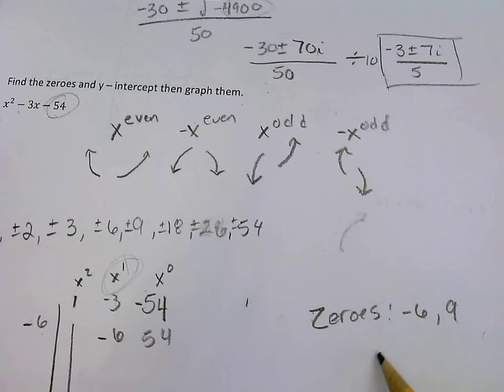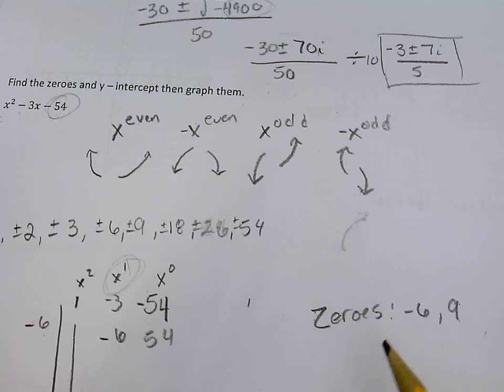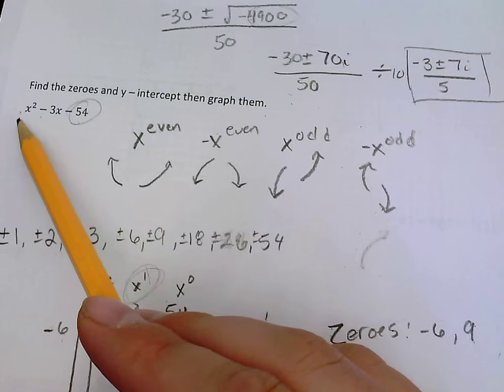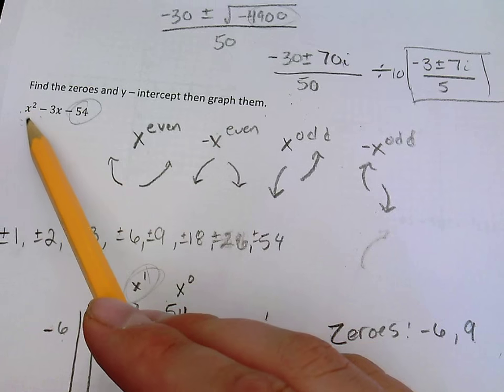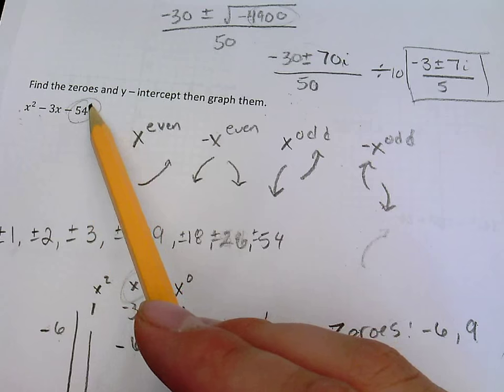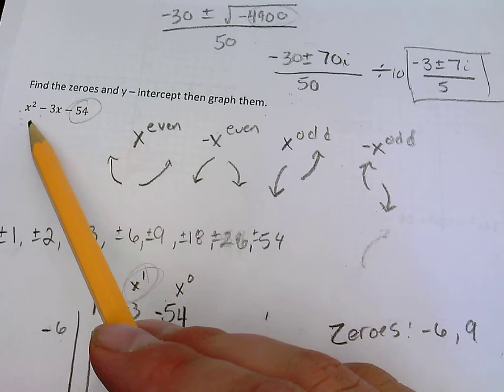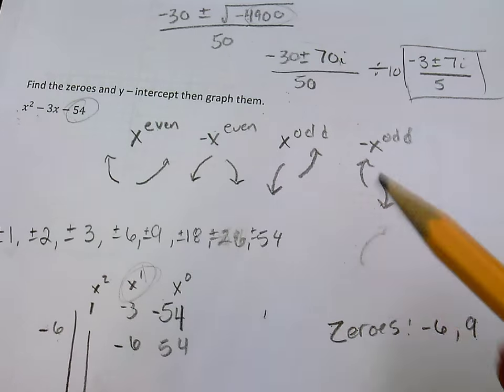Our next thing we need to figure out is what our y-intercept is. Our y-intercept is found pretty easily. All you have to do is, instead of having an x, you put a 0 in. So what ends up happening is that anything with an x turns into 0, and anything without an x is going to be your answer. So in this case, this will become a 0, this will become a 0, so your y-intercept is negative 54.